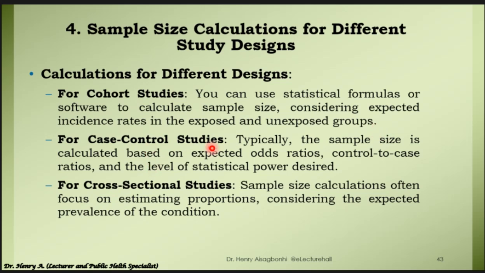For case control studies, typically the sample size is calculated based on expected odds ratios, control to case ratios, and the level of statistical power desired. You still use a statistical tool to calculate the sample size. For cross-sectional studies, sample size calculations focus on estimating proportions, considering the expected prevalence of the condition. So it's very important that you know how to calculate your sample size before you start. You need to know the minimum amount of population that you need for your study.